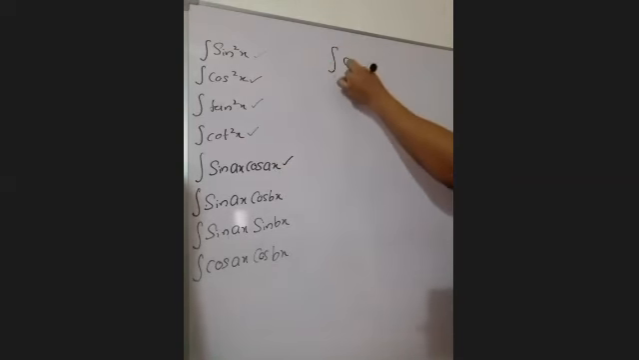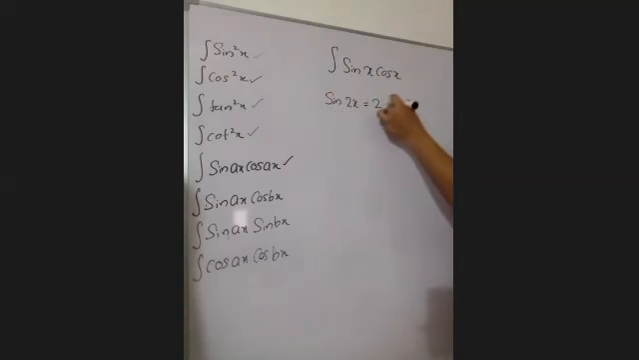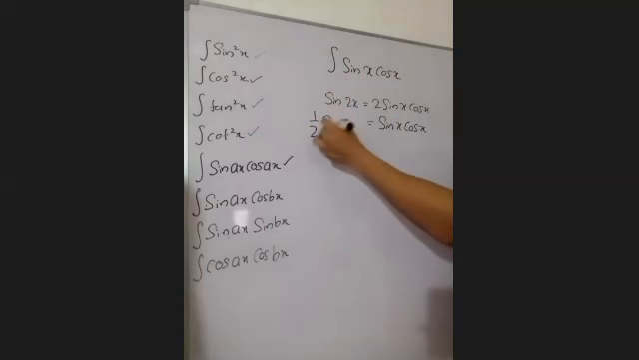Integration of sin x cos x. We know that there is a trigonometric formula: sin 2x is equal to 2 sin x cos x. Now this part is available here, that part is available here. Therefore, you can say sin x cos x is equal to 1 over 2 sin 2x.